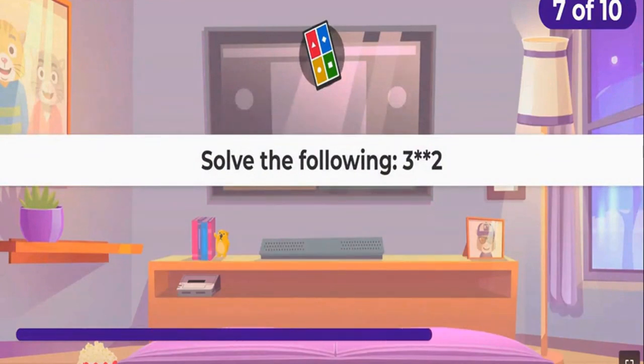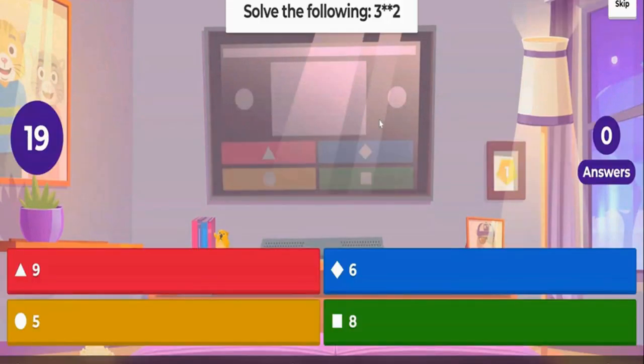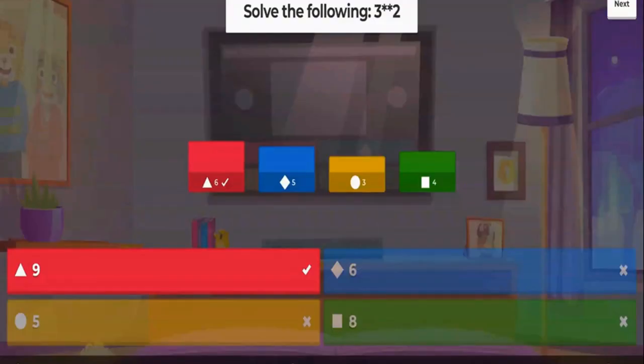Solve the following. 3 asterisk asterisk 2, or 3 to the power of 2. Okay. This one is the exponent rule that we were talking about. So you're multiplying 3 by itself 2 times. So it's 3 times 3, and that gives us 9.